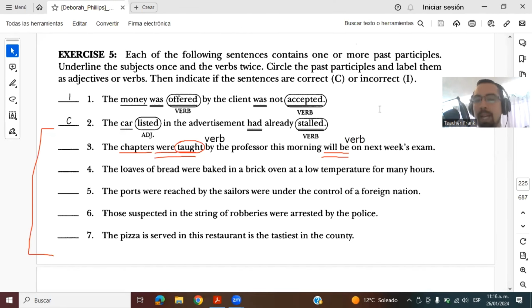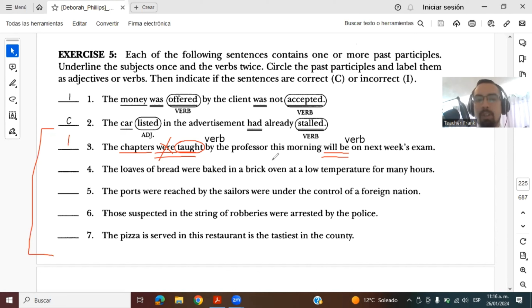But the same problem as number 1, we have double verb, right? So it's going to be incorrect. The correction here would be maybe to eliminate were and just leave it as the chapters taught by the professor this morning will be on next week's exam, right? Okay, let me just check it. Yeah, it's incorrect, double verb.